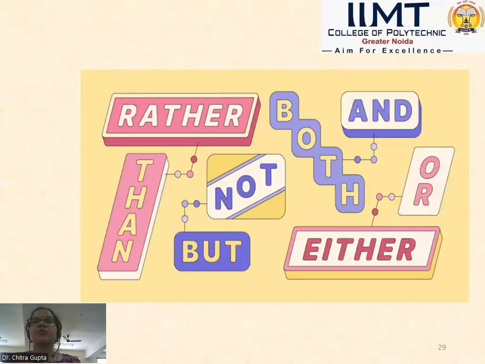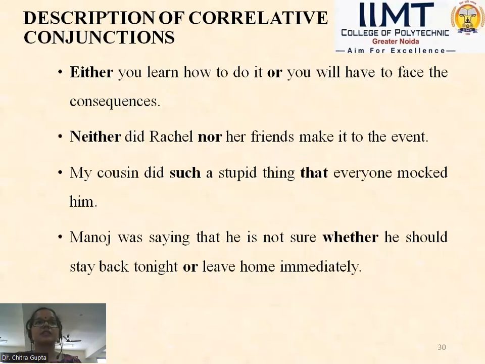Rather than, both and, either or. I'll discuss the examples of correlative conjunctions one by one with you. Like the first one is, either you learn how to do this work, or you will have to face the consequences. You will have to face the result. You will have to face the outcome.